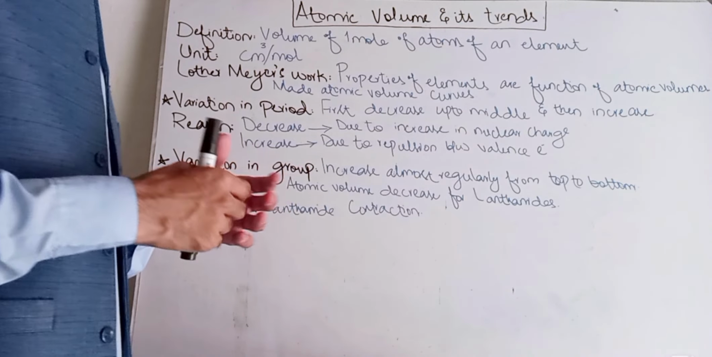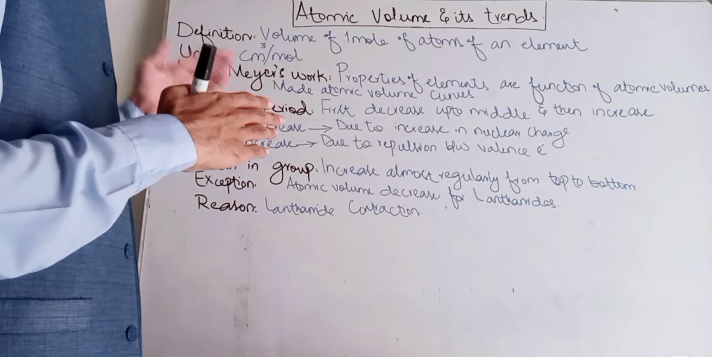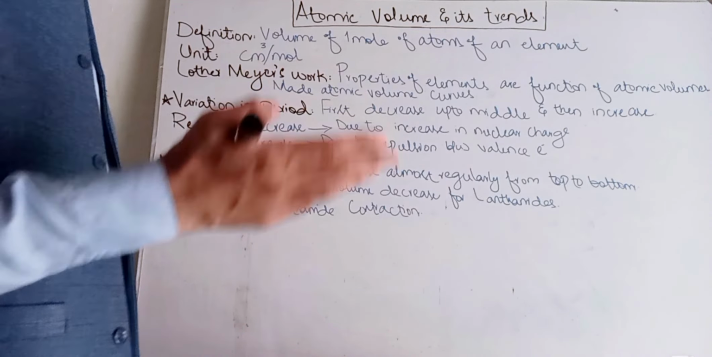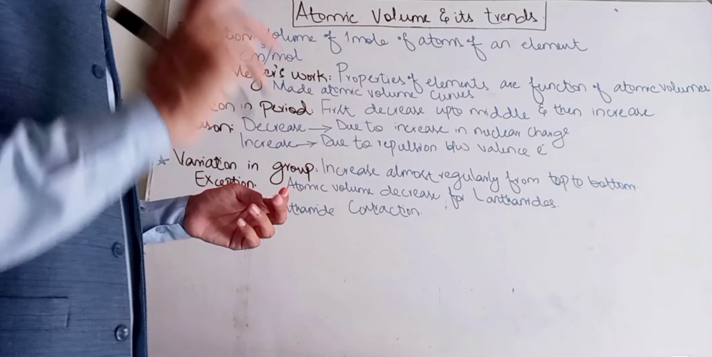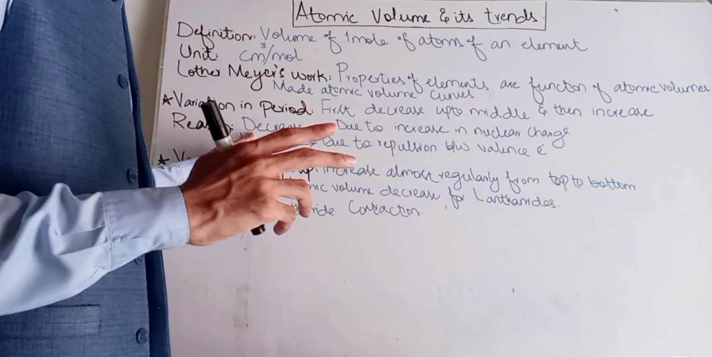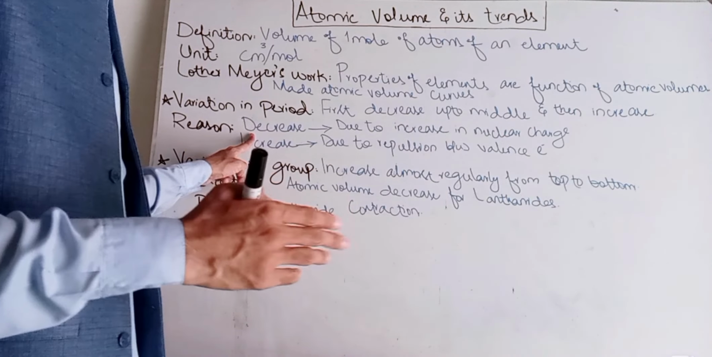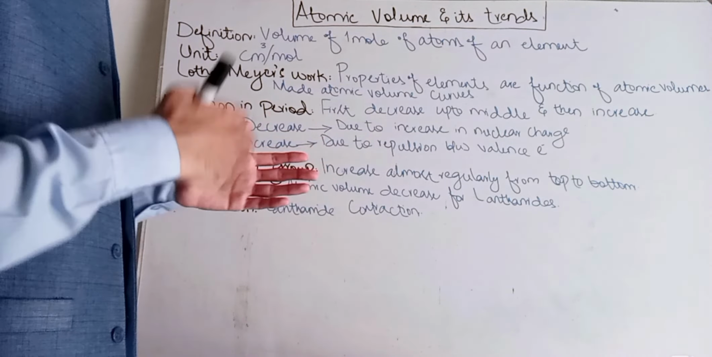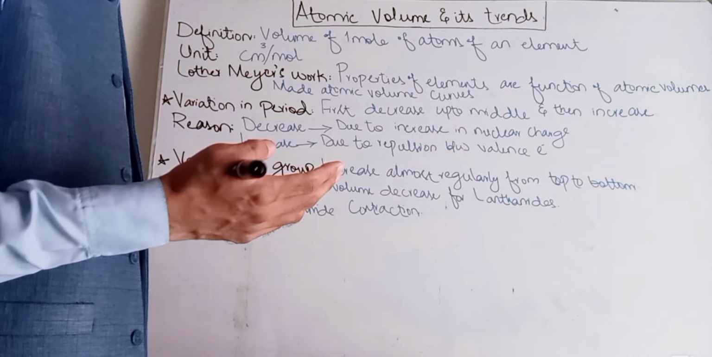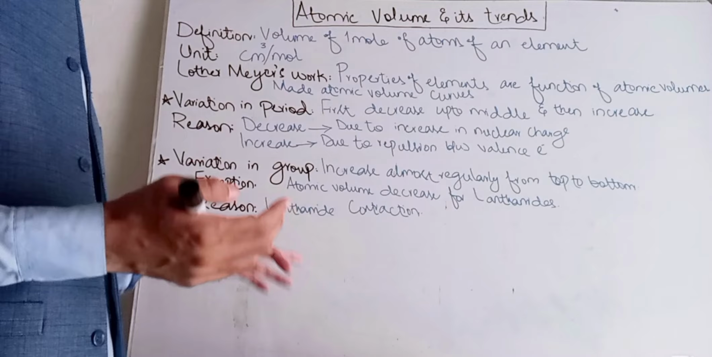So what is the reason? Two trends are basically here. One is the decrease from start to middle and then the increase from middle to end. So there are two reasons for it. If we talk about the decrease from start to the middle, this decrease is due to the increase in the nuclear charge. When we move from left to right, the nuclear charge increases, and because of that increase in the nuclear charge, the atomic volume decreases.